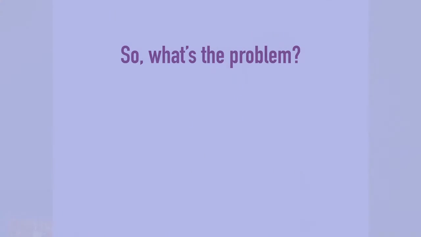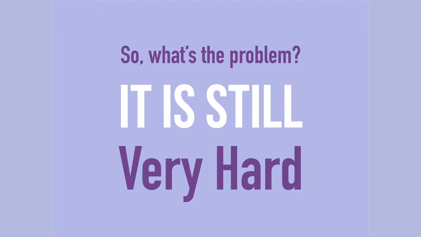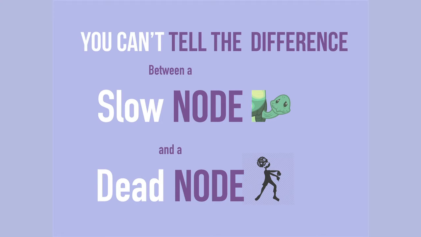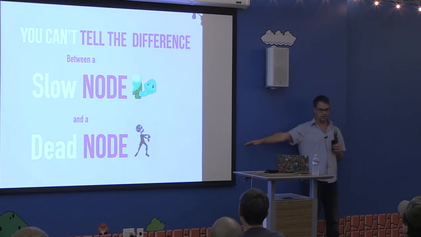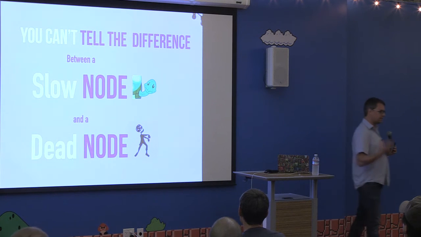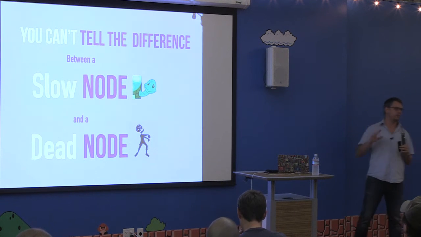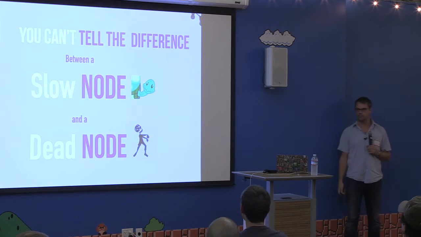So what's the problem? The problem is that it's really, really hard. It's still hard. We've been trying to learn these things for 30 years, and it's still very, very hard. One thing that makes it so hard is that you can't really tell the difference between a slow node that's just doing GC or is under heavy load, or one that is dead, that is down, and will never come back again. And since you can't tell this difference, you need to have different strategies to work with this. We're going to look at some of them later.